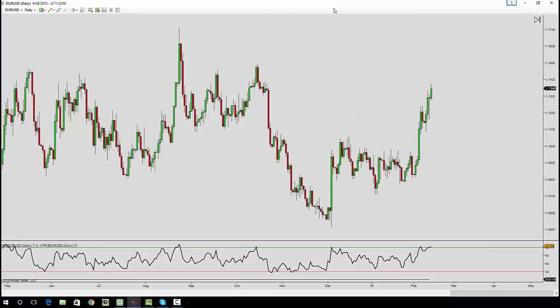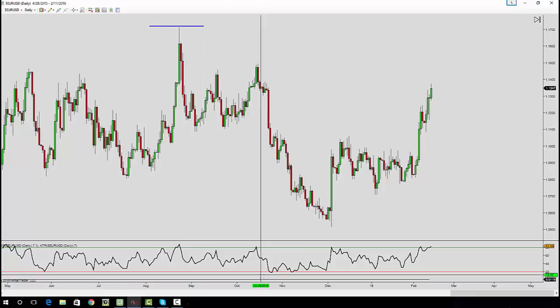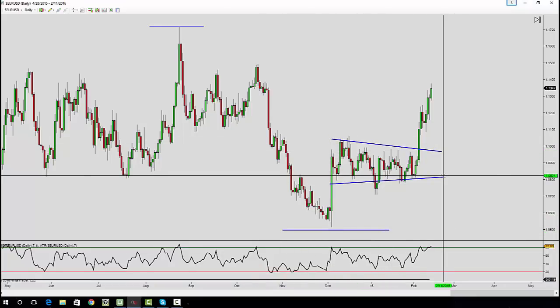Looking at the euro dollar real time, I'm back on the daily chart. Now you can see the breakout that we had of that consolidation area. And at quick glance, it really looks like the market isn't doing much. We have swing highs over here, we have swing lows over here, consolidation in the middle, and the market really hasn't made up its mind on which way it wants to go.